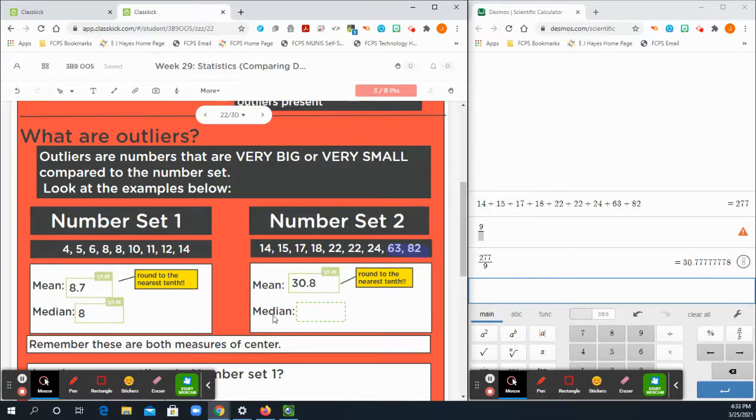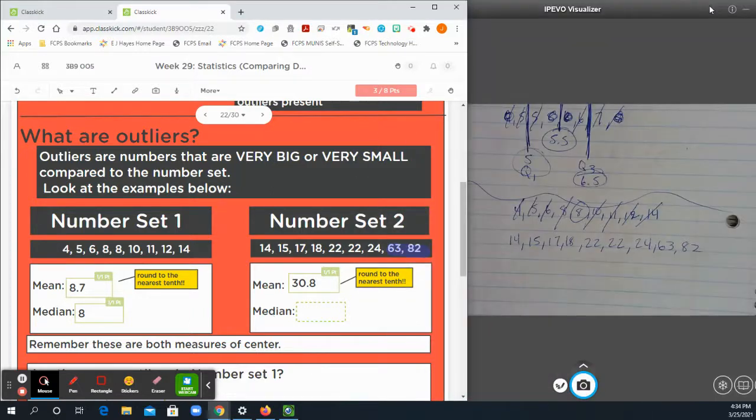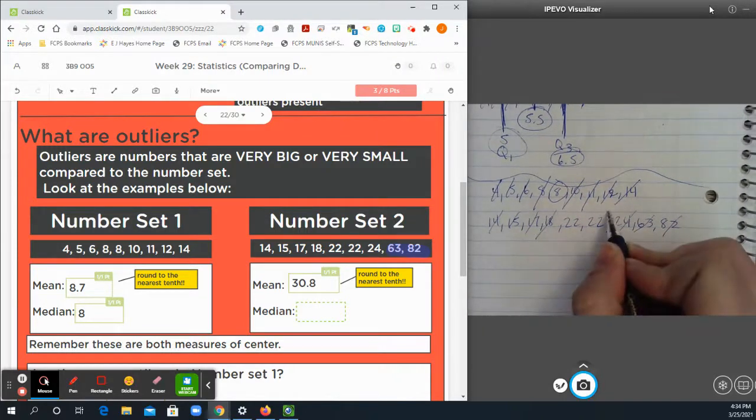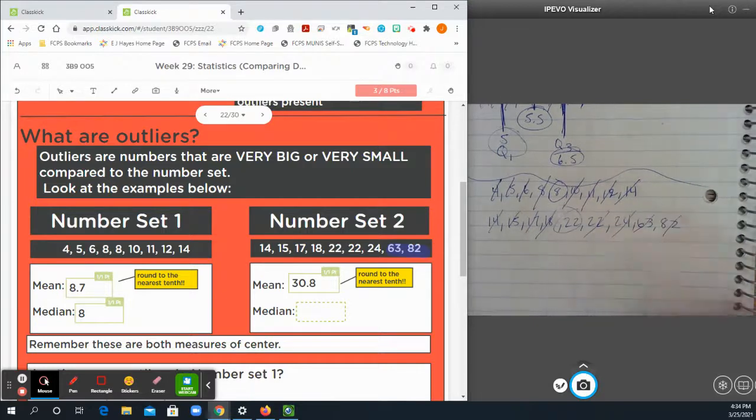And then median, we would just need to write them down again. So I know that gets old, but I'm telling you, every time someone does it on paper and pencil, they have a higher percentage chance of getting it correct because it's a little easier to see what the center is. 63 and 82. I'm going to go ahead and shrink this down just a tad bit. All right, and then I'm going to find the middle number. The middle is 22. Let's see if that works.